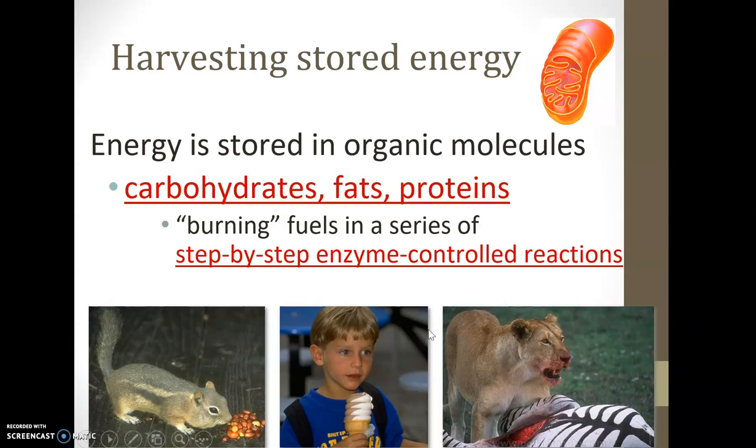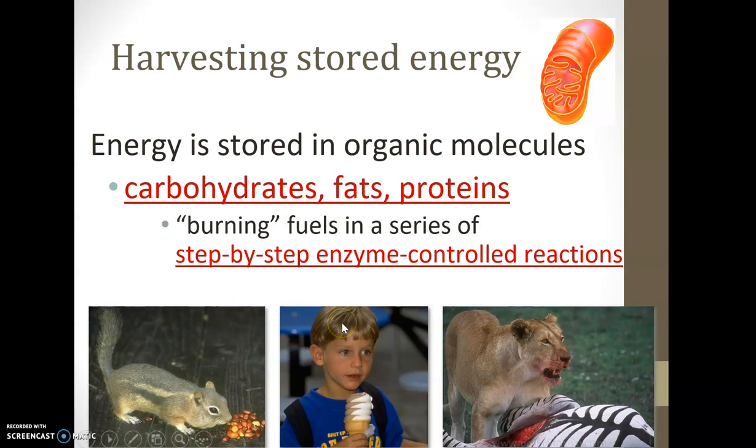Now, where's our energy stored, and how can we get that energy from storage? So energy is stored in organic molecules. Our organic molecules are carbohydrates, fats, and proteins. We have to burn the fuels in a series of step-by-step enzyme-controlled reactions. So we take in all of this food: carbohydrates, fats, and proteins. We do not eat nucleic acids, that's our DNA and RNA. So if you're questioning why that's not in here, if you are eating solely DNA and RNA, that's kind of weird. So carbohydrates, fats, proteins, that's where we get our main sources of energy.